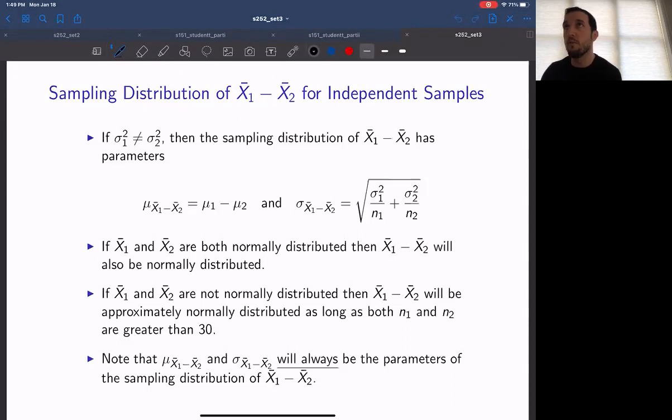Now, just like in the one sample case, if we sample from two normal populations, then the distribution of our difference will also be normal. If we sample from two populations that are not normal, we can apply the central limit theorem to each sample mean as long as we collect more than 30 observations. So our two sample approaches are very direct extensions of our one sample approaches.